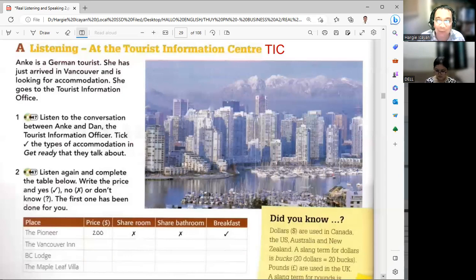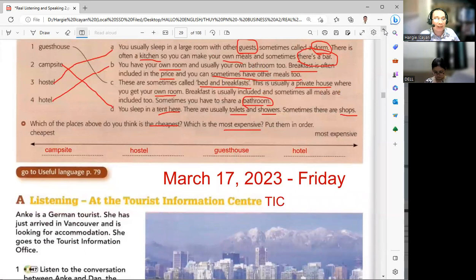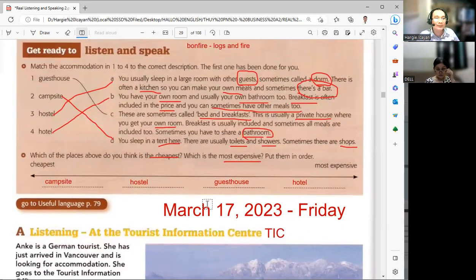Okay, so what do you think would be the types of accommodation from the Get Ready section in here that they are talking about? Dan recommended a lot of accommodation, right? So he was able to present to Anki the possible accommodation that she can look at, right? So what do you think would be those accommodation that Dan mentioned?